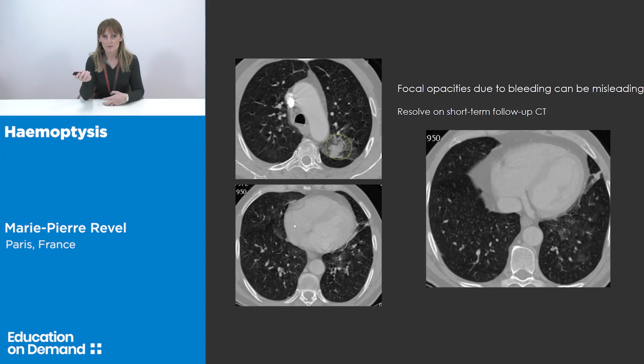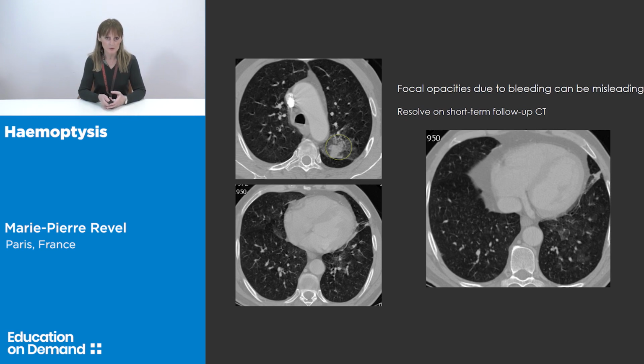These non-specific features are sometimes misleading. This patient presented with a severe hemoptysis and this upper left lung consolidation that was thought initially to represent a tumor, but it resolved within a 1 week interval, and it was only the consequence of bleeding. So be careful. Do not over-describe these opacities as being potentially of malignant origin.